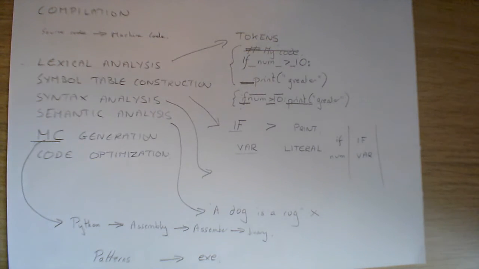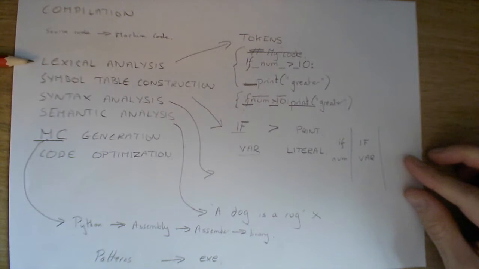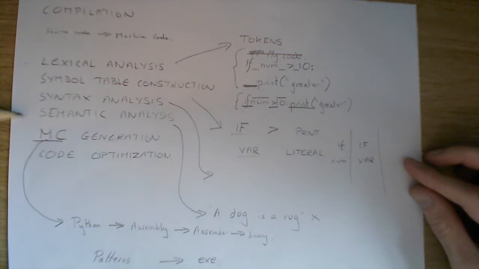Now, in that first video, what we covered were all the different stages of compilation, so I've got them here. The first one is lexical analysis. We then have symbol table construction. We then have syntax analysis, semantic analysis, machine code generation, and then finally code optimization. And in this video we're going to be focusing on lexical analysis. So let's have a look at what lexical analysis actually is.